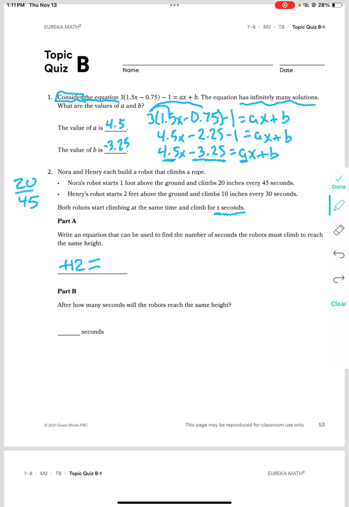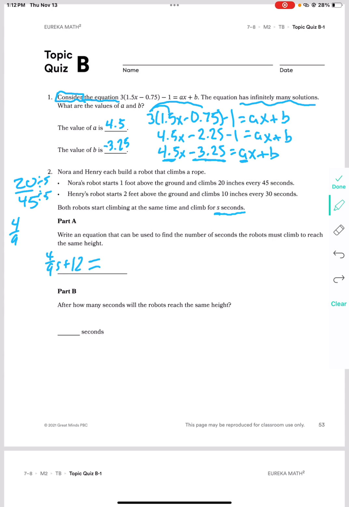So once again, we don't really want to divide this fraction because it's going to give us a weird decimal number, but we can simplify it. If we simplify it, we can divide it by 5 to make this 4/9. So that means in front of the +12, which I'm just going to make look better, it would be 4/9 S plus 12. So all of that represents Nora's robot.